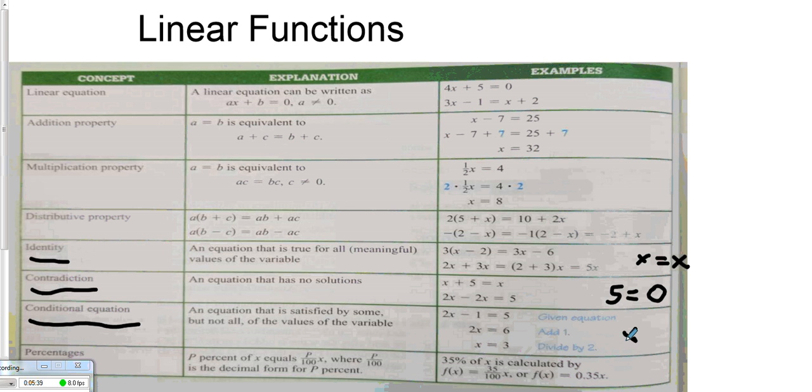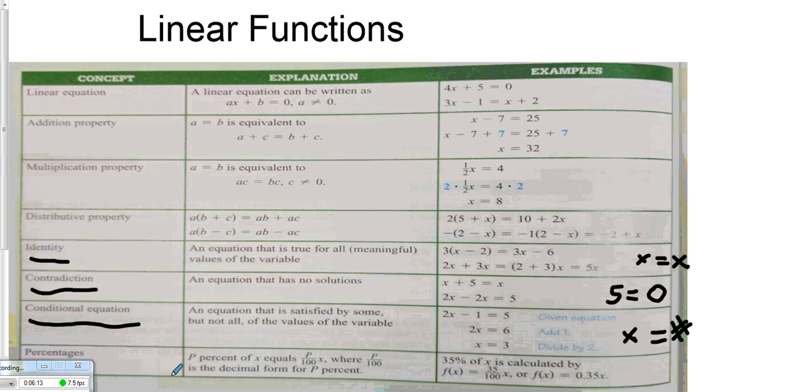So if in the end you get x equals some number, we don't know what it is, but whatever you solve for, that is called a conditional. This is the true condition. This equation only works under this condition. This equation works under any condition. x can be anything. This equation works under no conditions. It is not possible for this to ever work. So identity, contradiction, conditional.